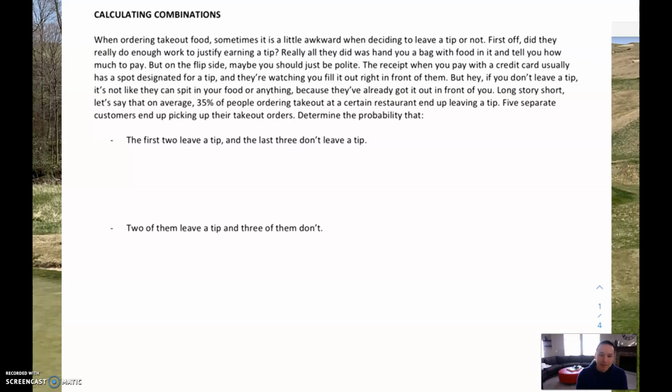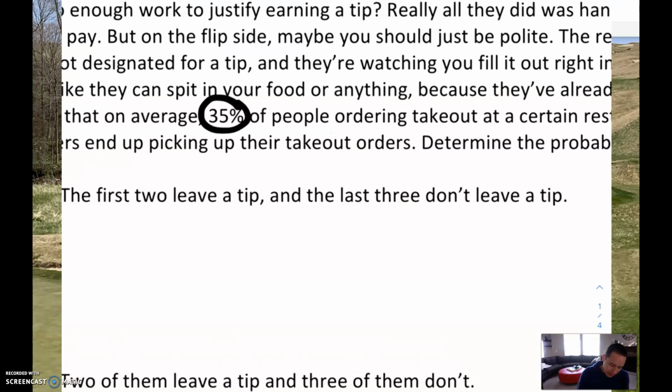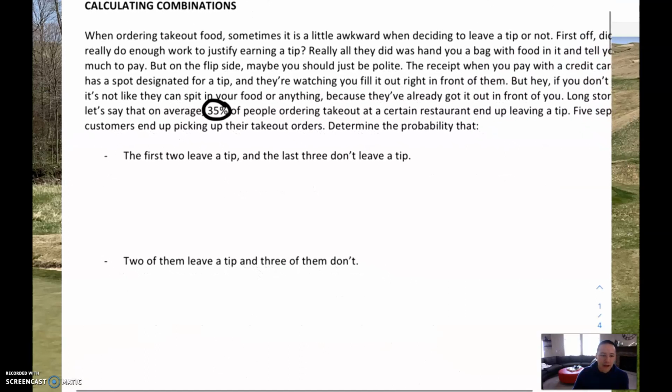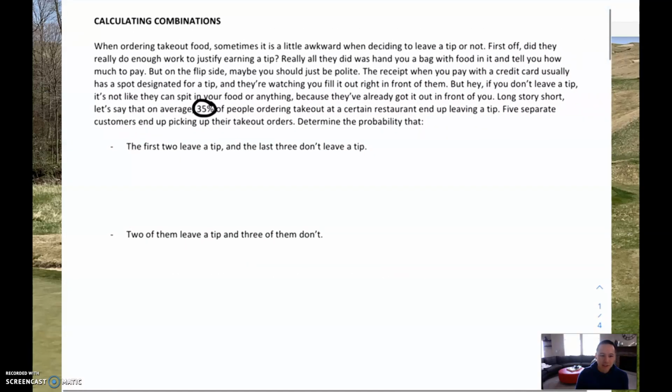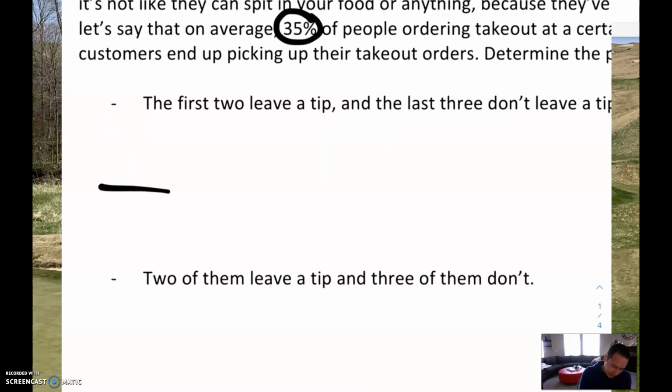Just be polite. But long story short, let's just say that on average, 35% of people that order takeout food end up leaving a tip at a certain restaurant. And we have 5 separate customers that end up picking up their takeout orders. I want to determine the probability that the first 2 leave a tip and then the last 3 do not leave a tip. So I'm going to draw 5 slots representing the 5 customers.